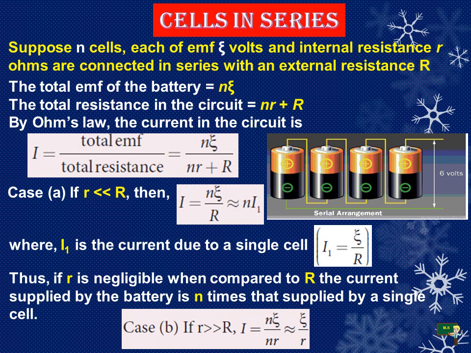And in case B, if small r is very much greater than capital R, then I is equal to n psi divided by n r. If you cancel the n on both sides, then I is equal to psi divided by r.